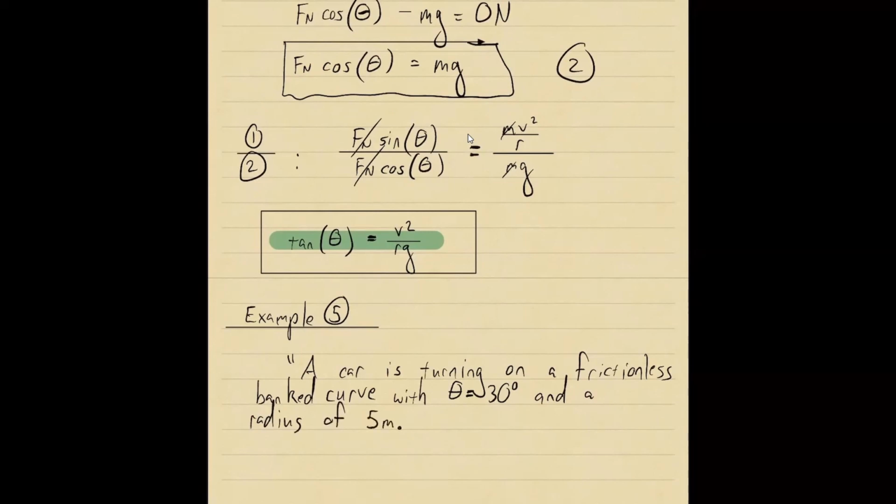The problem's asking, find the velocity of the car such that it does not skid around. So we don't want it sliding at all. So find velocity of the car such that it does not slide.